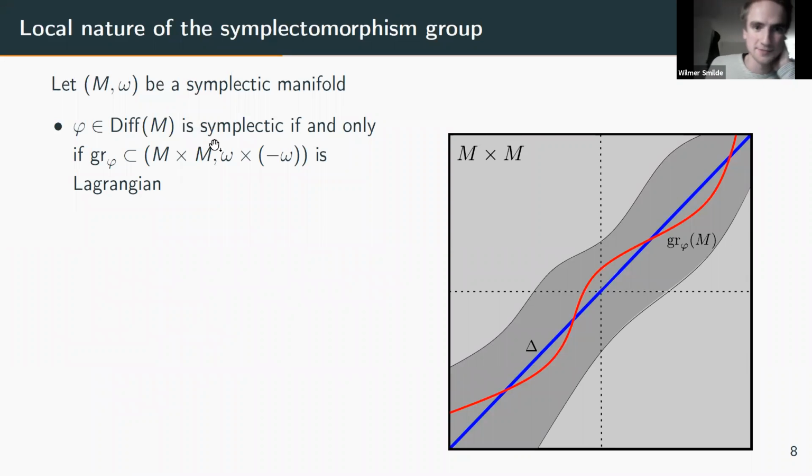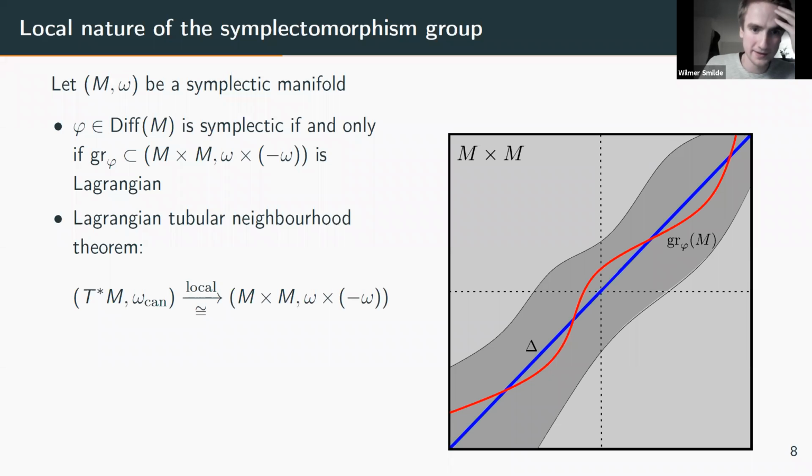So what about the symplectomorphism group? In that case, we can characterize the graphs nearby that come from symplectomorphisms in a very geometric way, namely that a diffeomorphism is exactly a symplectomorphism when the graph is a Lagrangian submanifold when we endow the product with the product symplectic structure.